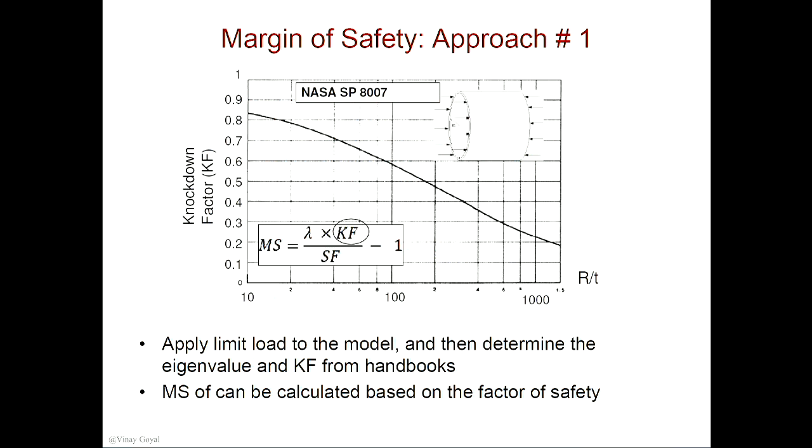Here is the knockdown factor that NASA SP-8007 has. If you go in there, you will see this curve. It tells you basically, if I calculate the eigenvalue lambda in Abaqus, I'll have to adjust lambda by a knockdown factor. So say the radius, I think the example today is a radius of, let's say, 200 inches, and let's say the wall is about 0.1 inch. So what is R over T in that example? 100 divided by?